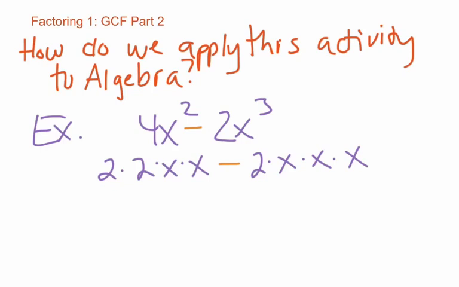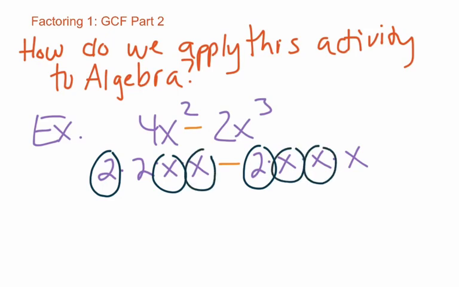Well, they have a 2 in common, and they have 2 x's in common. This is my tax. The tax is a 2 and 2 x's. So I'm going to bring that outside. I'm going to tax that. And what I did was I multiplied the x squared. Okay, so that's where I got the x squared from. X times x was x squared.